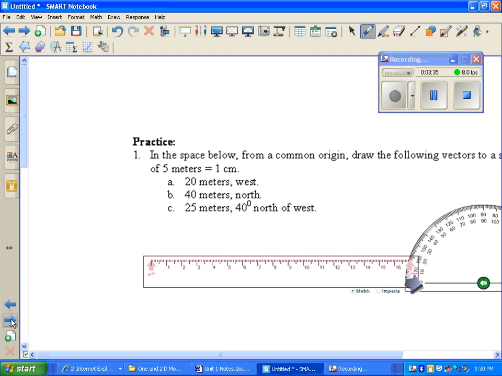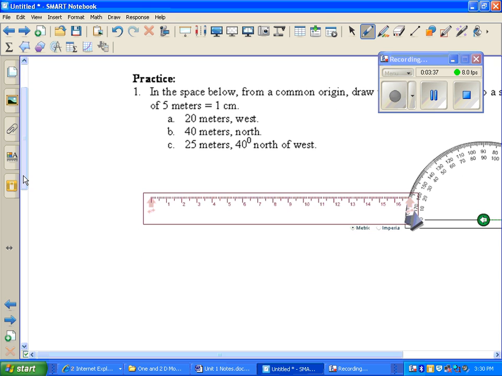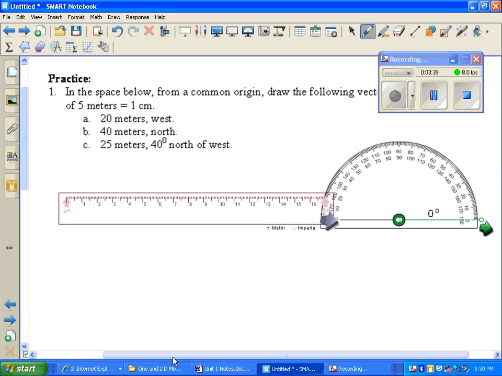So first we're just going to practice representing some vectors. Okay. So in the space below, from a common origin, draw the following vectors. And we have, using a scale of 1 centimeter is 5 meters. So the first one's 20 meters west. If it's a scale of 5 meters per centimeter, then this is going to be 4 centimeters long.